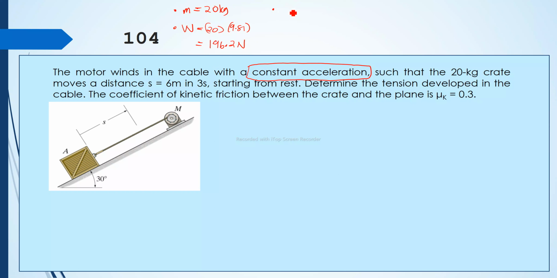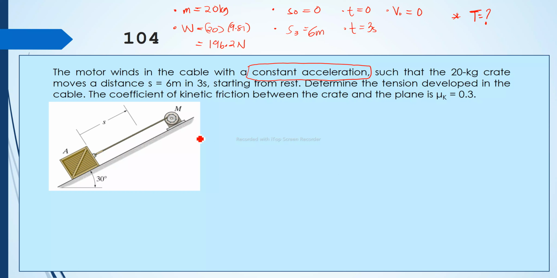What else is given? We have constant acceleration, starting from rest. So at s equal to 0, the time is also equal to 0, and the velocity is starting from rest. And then after 3 seconds, at time equal to 3 seconds, the distance s is already equal to 6 meters. In this problem we were not asked to find the velocity, but rather we were asked to find the tension.